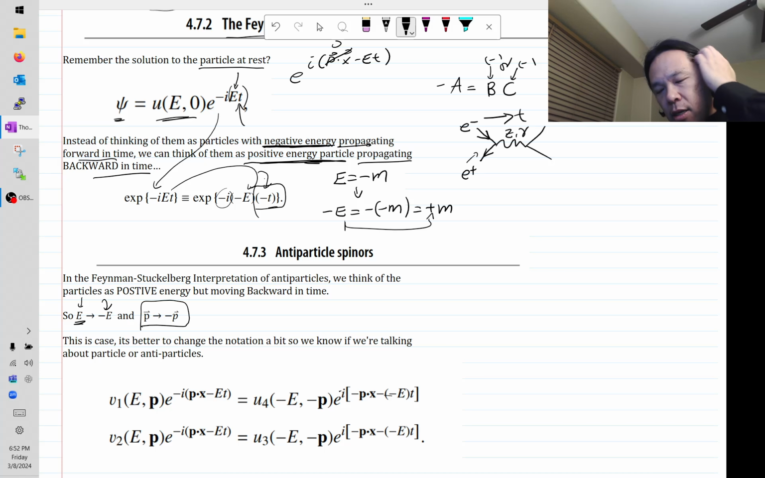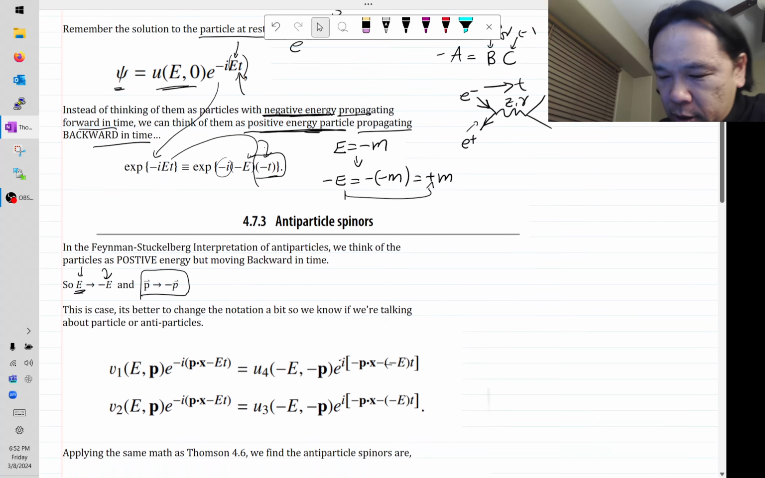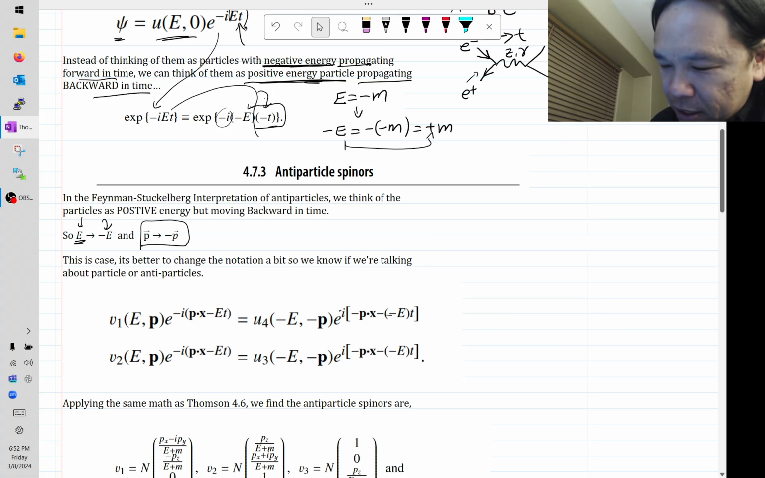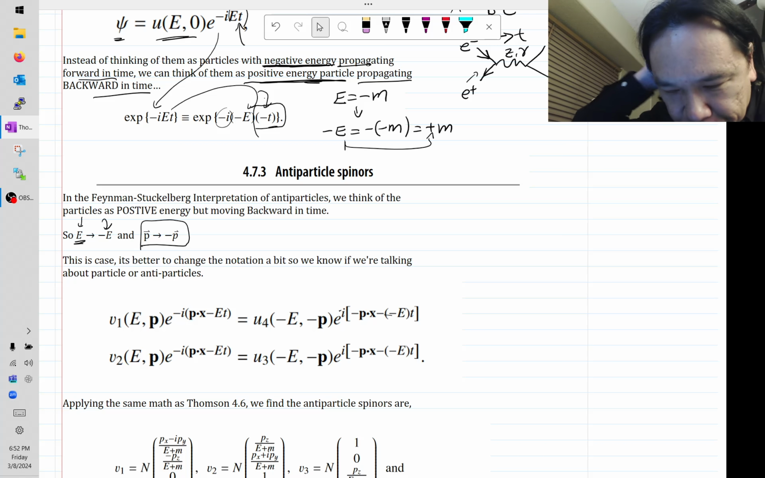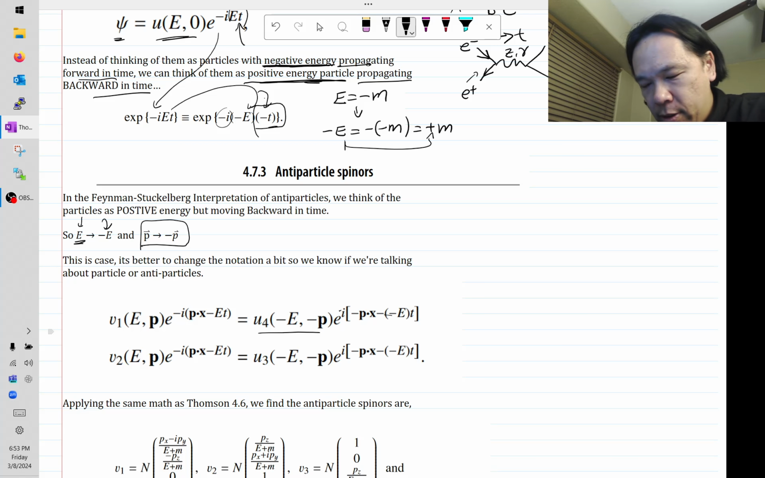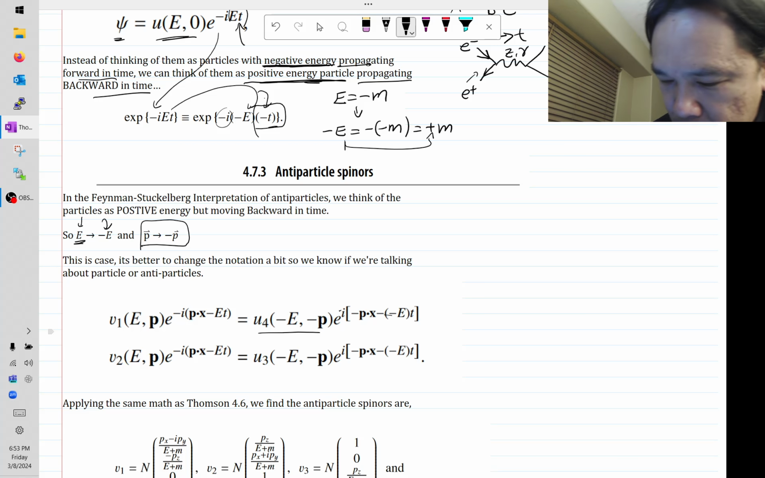So to keep track of this, we're going to define yet a new set of solutions to the four component wave function, the solution to the Dirac equation. Okay, we're going to take U4. Let's look at the right hand side first.